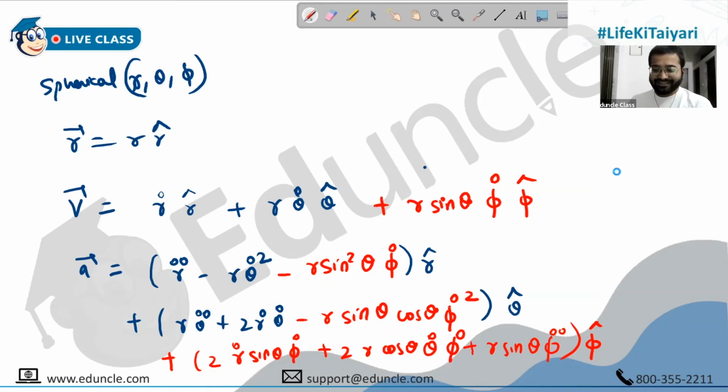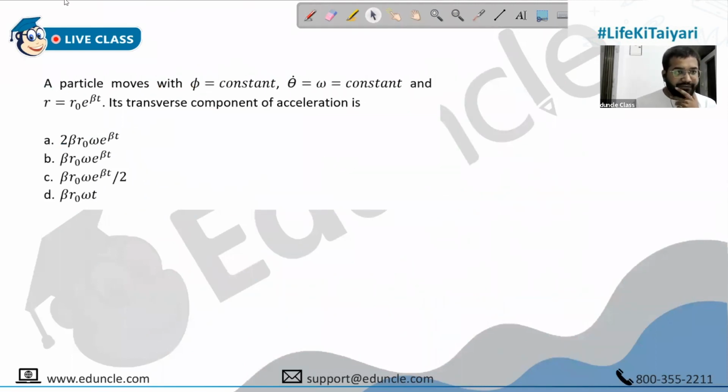Let's proceed. So we have got a particle that moves with phi equal to constant, theta dot equal to omega, which is constant, and r equal to r0 e raised to beta t. Its transverse component of acceleration is. First, you have to identify the system. Is it 2D, 3D? And if it's 2D, then which? If it's 3D, then which?